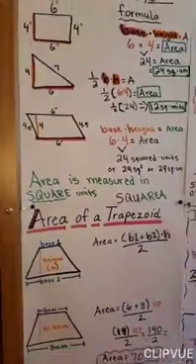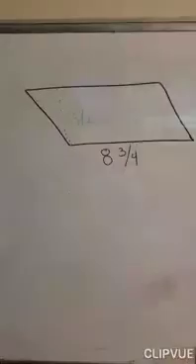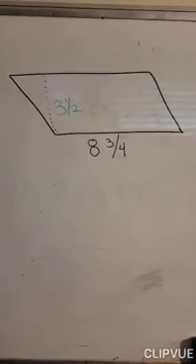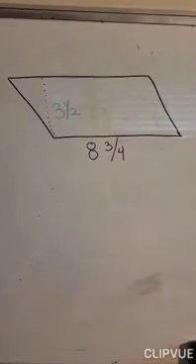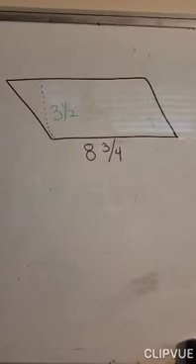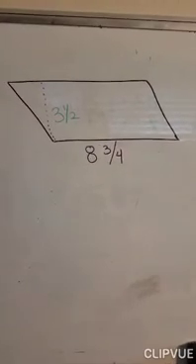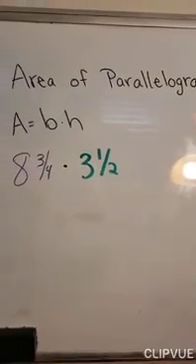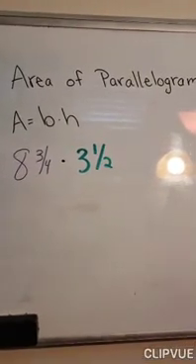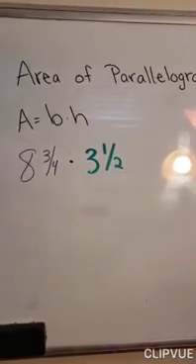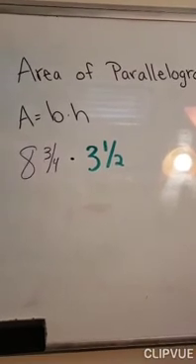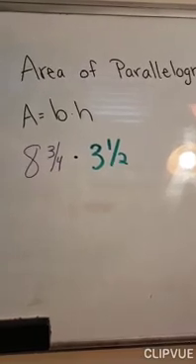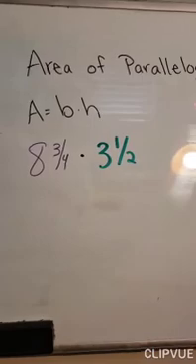Now, this here is our anchor chart. Let me give you a specific example. Now, let's say that we have a parallelogram with fractions. Now, the base is 8 3/4 and the height, which is the dotted line, is 3 1/2. Let's go ahead and put that in our formula. Now, if the area of a parallelogram is base times height, let's go ahead and get 8 3/4 times 3 1/2.